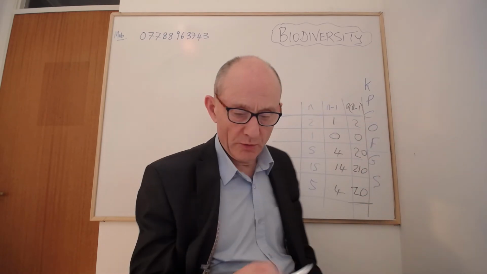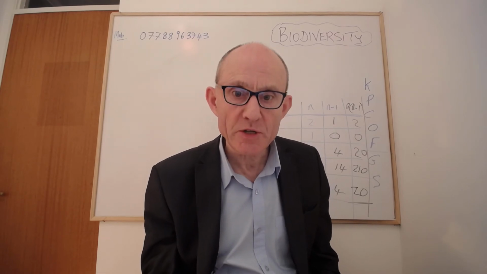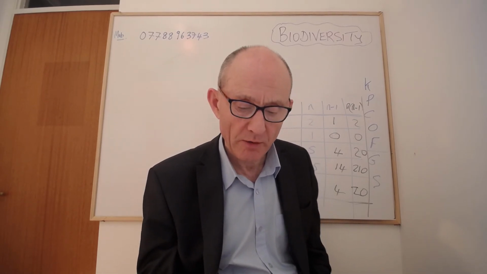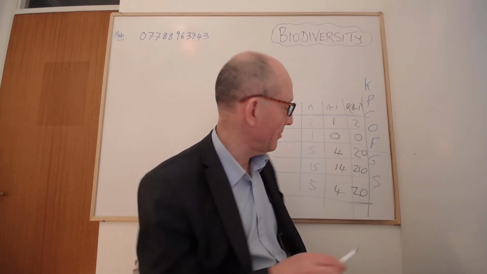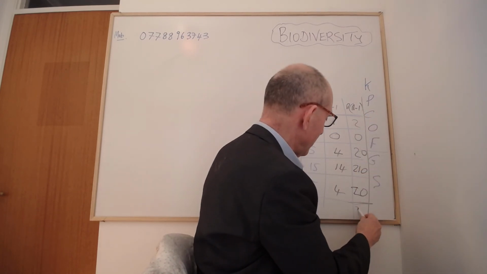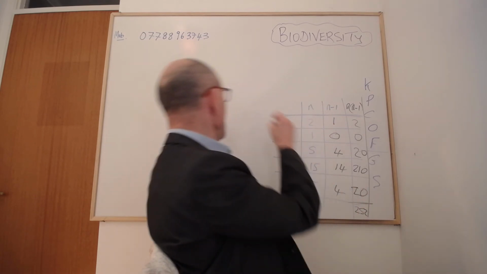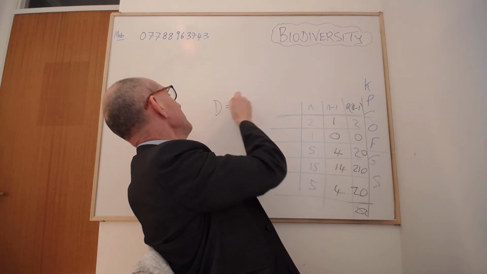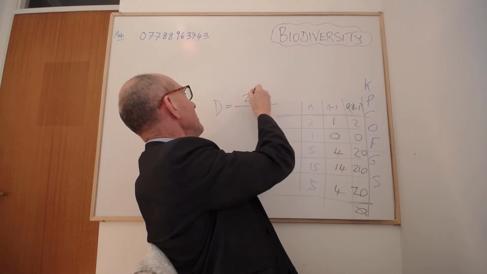So you notice in the formula it says the summation of. So the top line of the formula is the sum of n and n minus 1. So it's simply adding those numbers up, which gives you 252. So your Simpson's index in the top of the equation is 252.